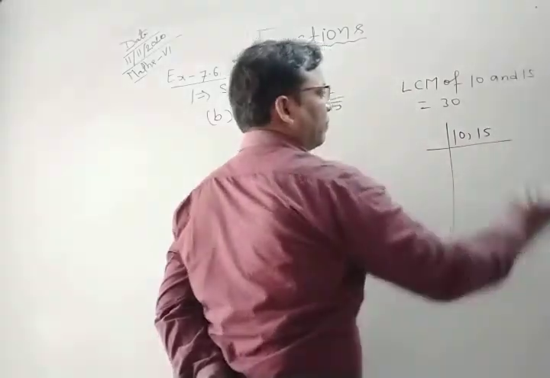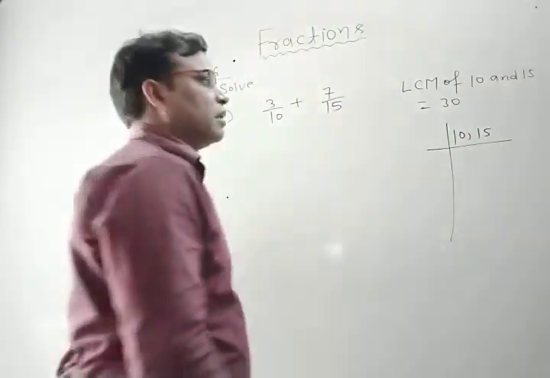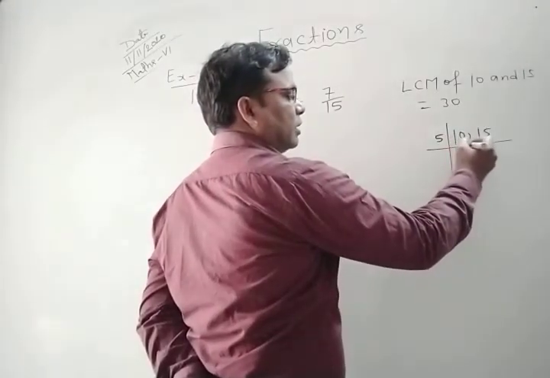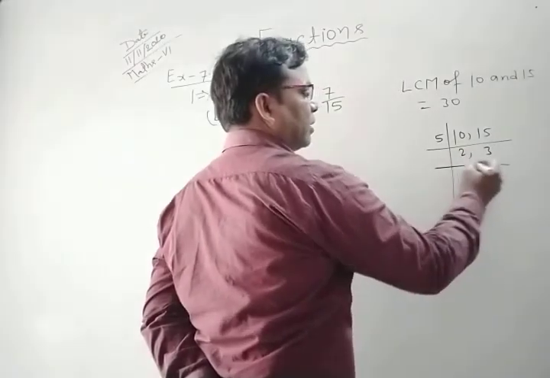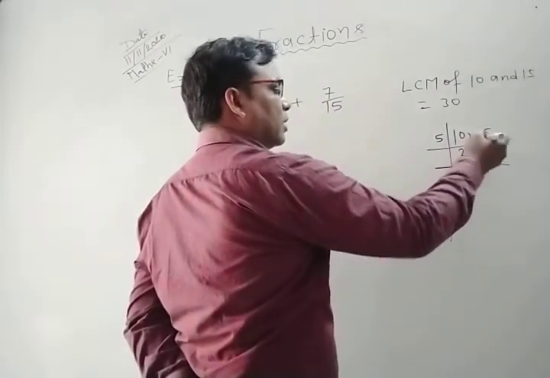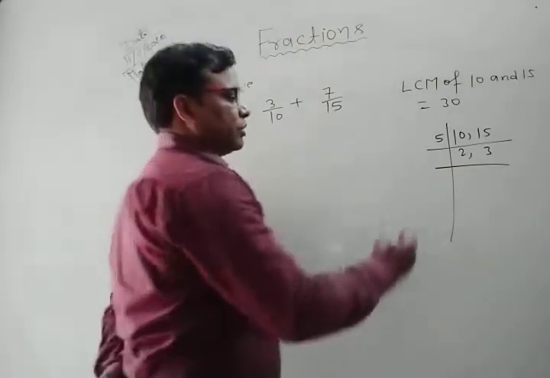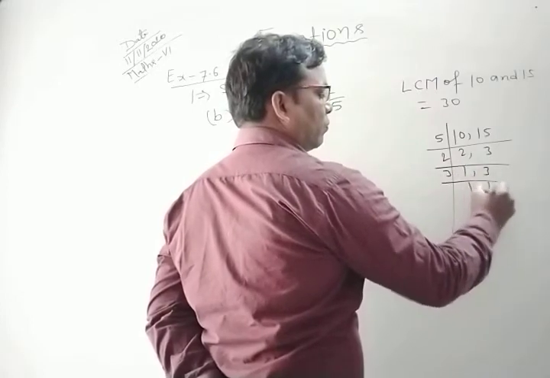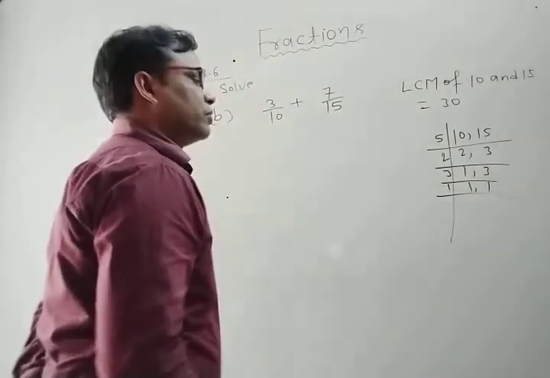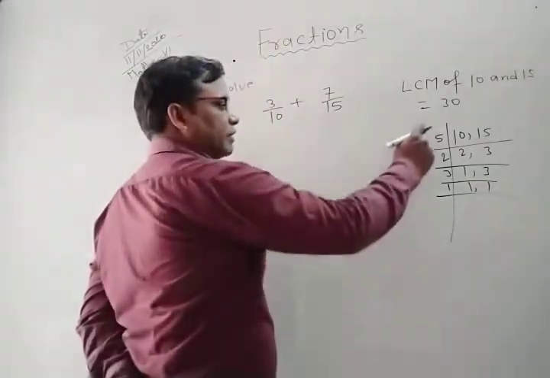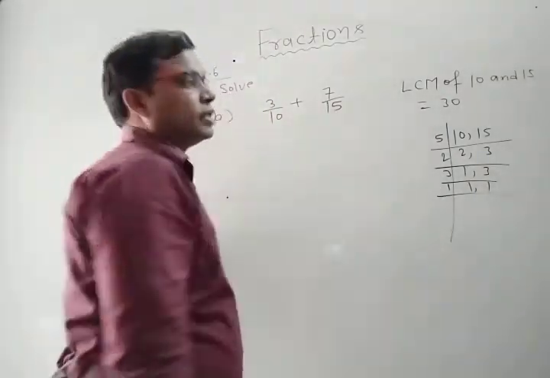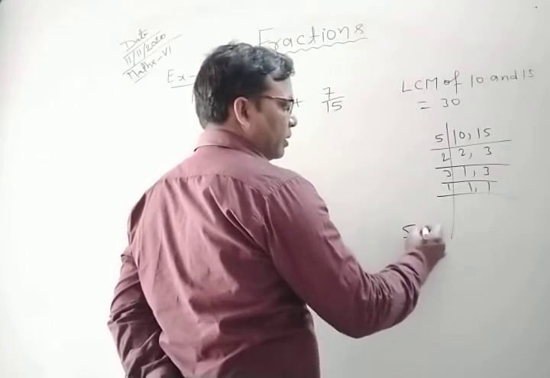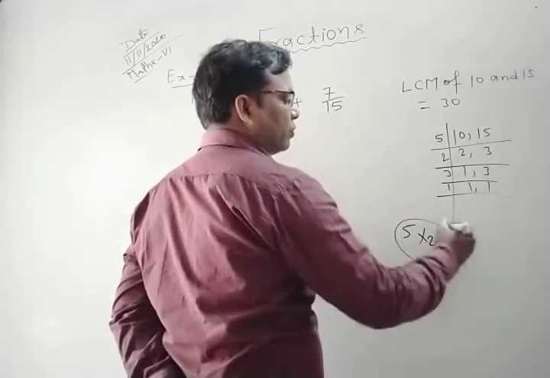After this we find their prime factors. Both are divisible by 5. 5 twos are 10 and 5 threes are 15. Now again these are prime numbers, so you can write this is your 2, this is your 3, and again 3 ones are 3, and 1. Clear? Now you can see the product of these is the LCM of 10 and 15. This is equal to 5 into 2 into 3. This is equal to 30.